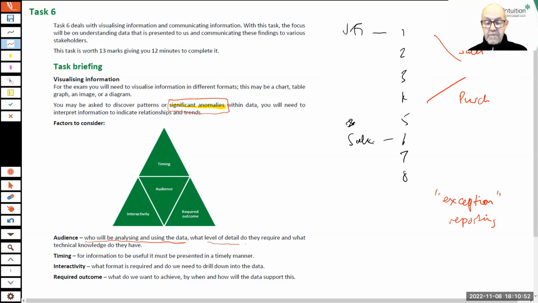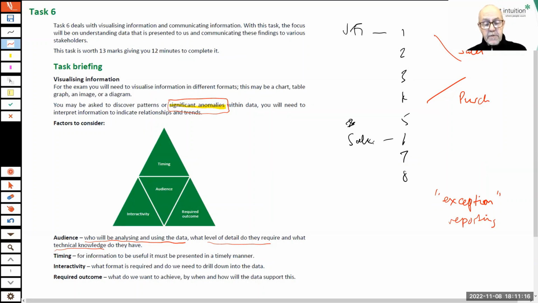What amount of detail do they require? Nothing is more confusing than mountains of detail in information. If there's loads of little bits, the human brain does not easily absorb it. Technical knowledge: there's no point quoting lots of jargon terms to somebody who doesn't know what they mean.